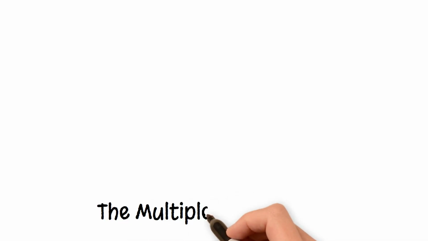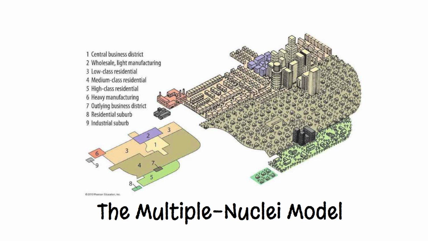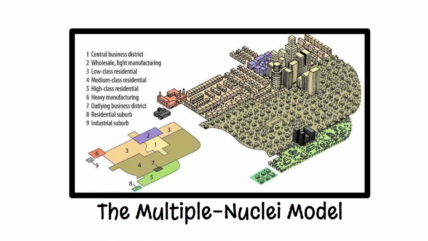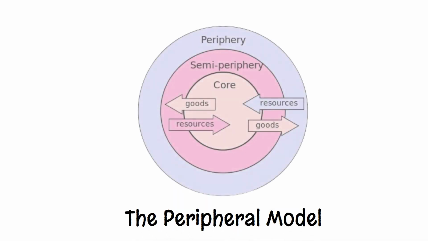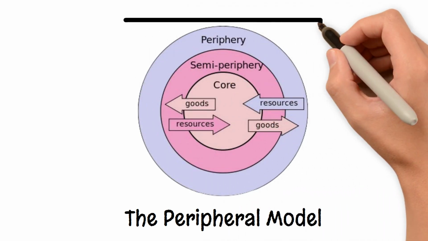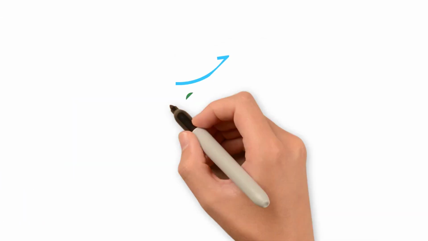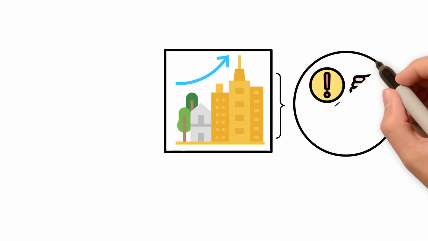The multiple nuclei model, on the other hand, challenges this centric view, suggesting that complex cities have more than one center or nucleus around which activities revolve. Finally, the peripheral model captures the newer chapter of sprawling suburban areas and satellite cities, encapsulating the modern reality of urban spread. While these models provide frameworks to understand urban growth, they are not without their critics.